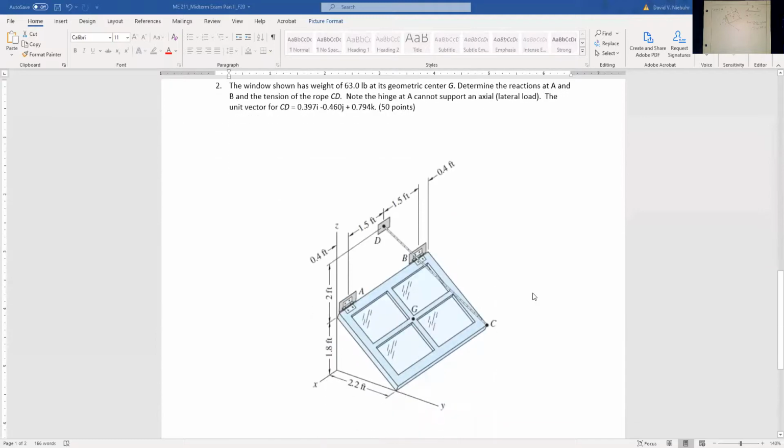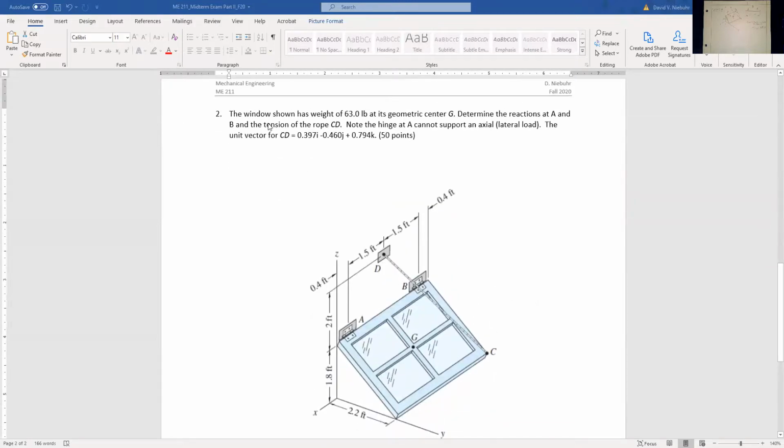So here's the second problem. And in case we're not, let's go ahead and look at it on the test. Now, one of the things I want to point out here is this part that says, note the hinge at A cannot support an axial or lateral load. So what does that mean?